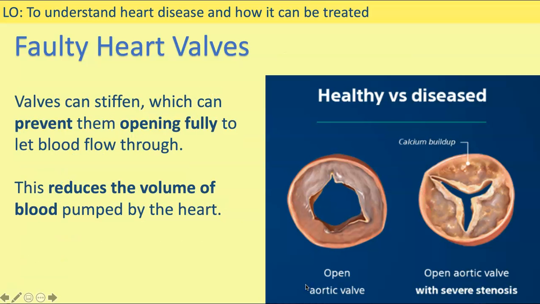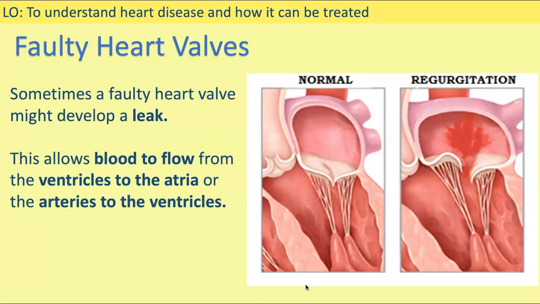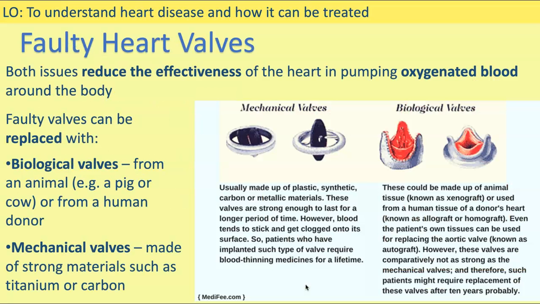Faulty heart valves can stiffen. This can prevent them from opening fully, and this restricts blood, so blood can't flow through properly. They can also become faulty if they don't close properly, and this is when they develop leaks, so blood actually flows backwards. It flows in the opposite direction. Both of these issues reduce the effectiveness of the heart in pumping oxygenated blood around the body. Faulty valves can be replaced with biological valves from an animal or a human donor, or mechanical valves.